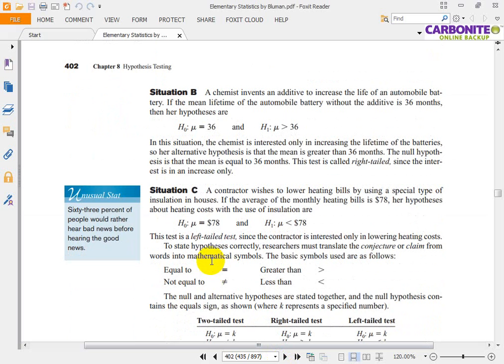Now we are coming to the next point. A chemist invents an additive to increase the life of an automobile battery. If the mean lifetime of the automobile battery without the additive is 36 months, then her hypothesis is mu is equal to 36. After adding the additive, the life remains the same, and we can say that mu is greater than 36. Obviously they are claiming that using this additive, the life of the automobile battery will increase. So that's why I can write mu is greater than 36.